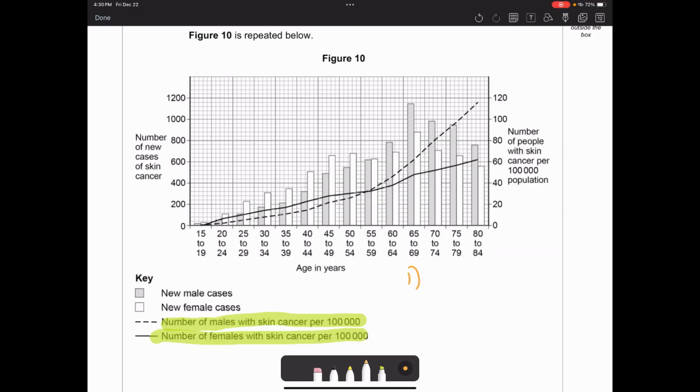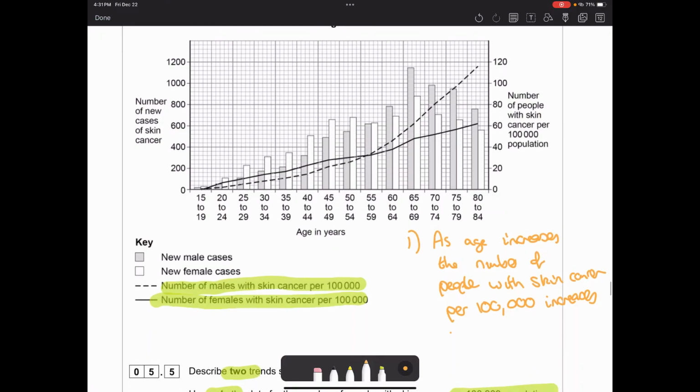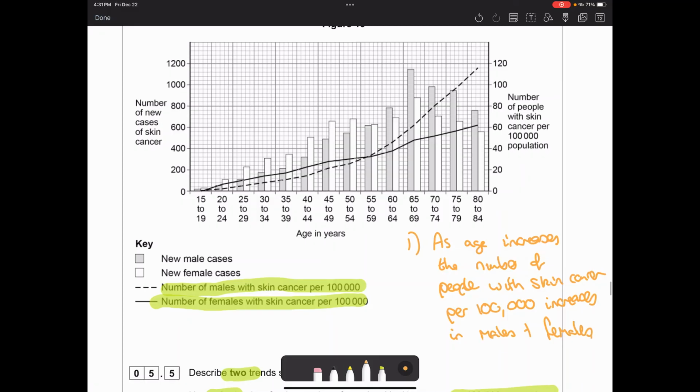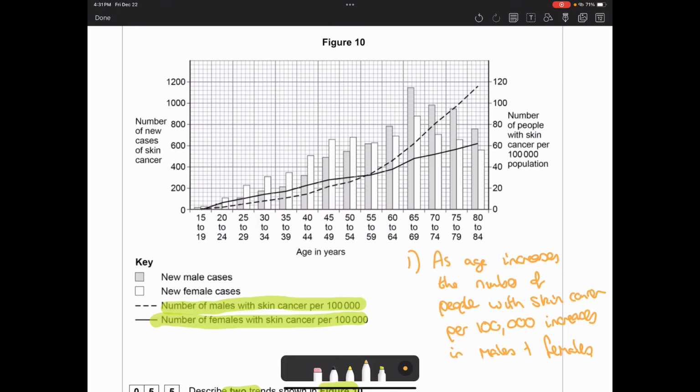Well, the trend, I would say the obvious thing that is in front of you. What's happening to both lines? They're increasing. The overall trend or pattern is, as age increases, the number of people with skin cancer per 100,000 increases. And that is the case in males and females. So that would be my first point. Always say the obvious mark, okay?